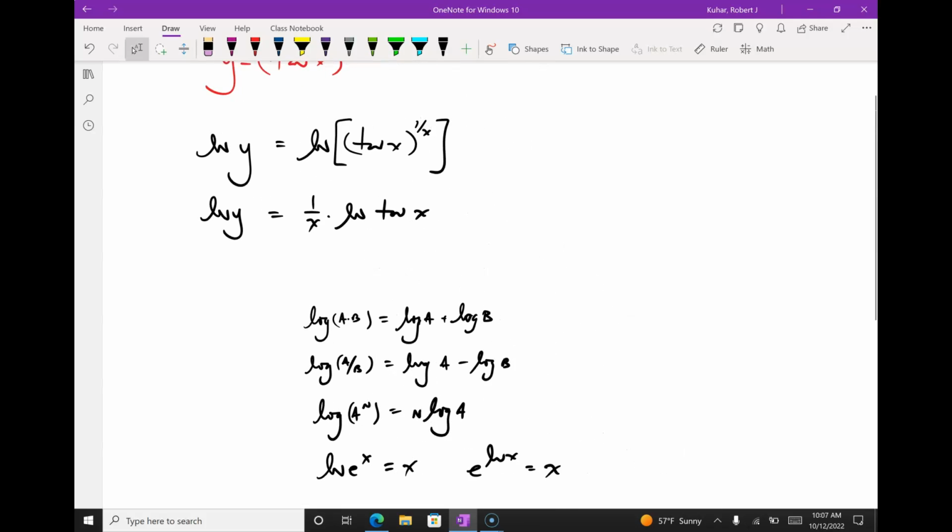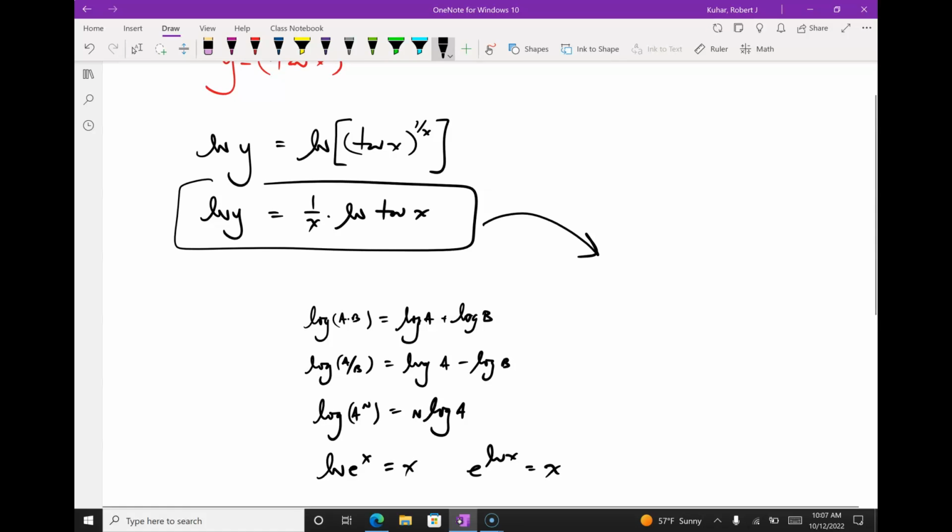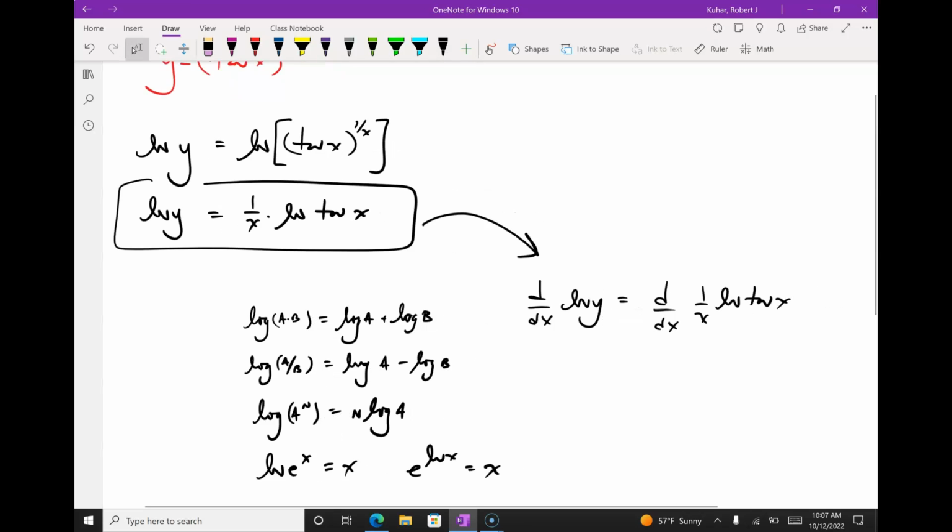All right, looking at this derivative now, what am I going to have to do? If I apply this derivative now, d/dx of ln of y should equal d/dx of 1 over x ln of tan of x. What do I have to do here? Do you see it?